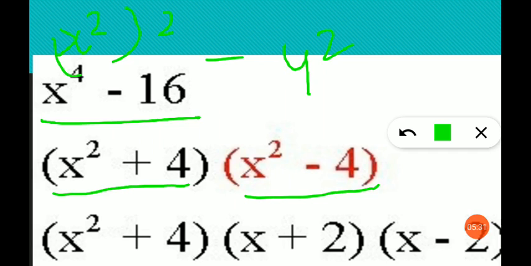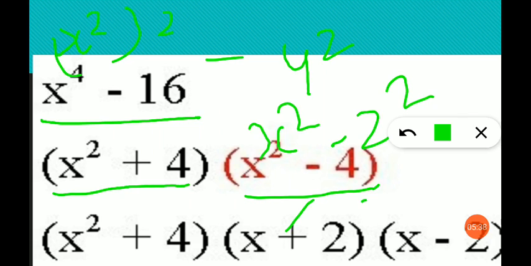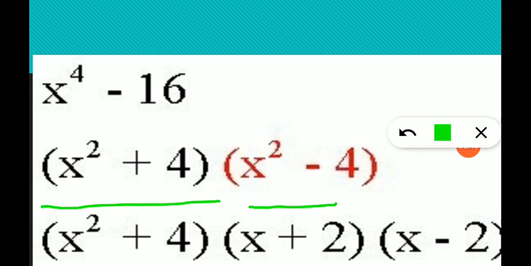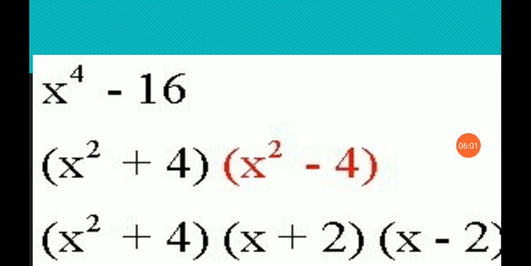Then x square minus 4 again can be written as x square minus 2 square, and hence it can be written as x plus 2 and x minus 2. Thus the final answer will become x square plus 4 into x plus 2 into x minus 2 as the factors of x to the power 4 minus 16.